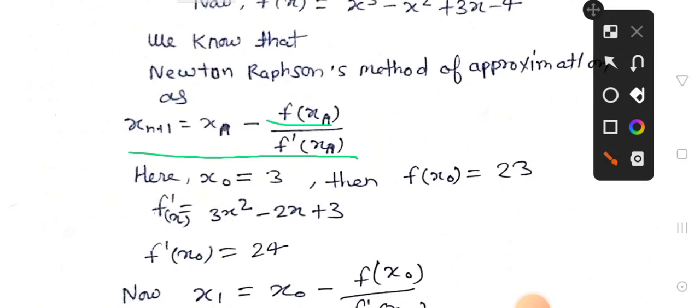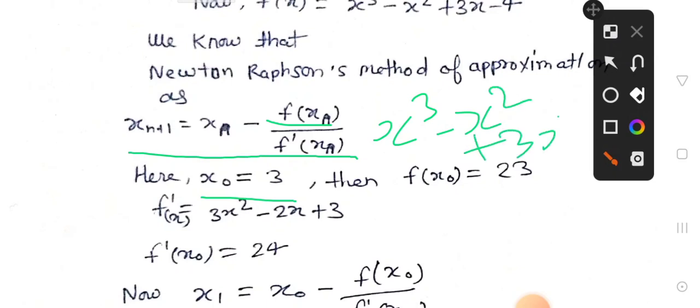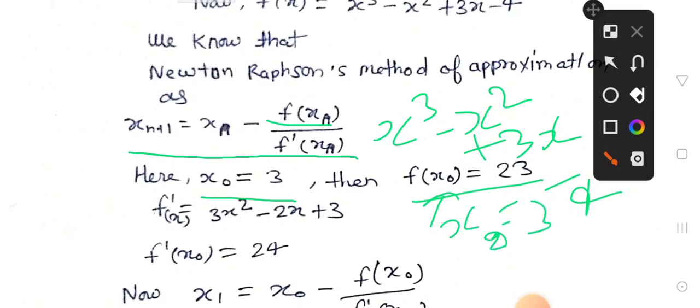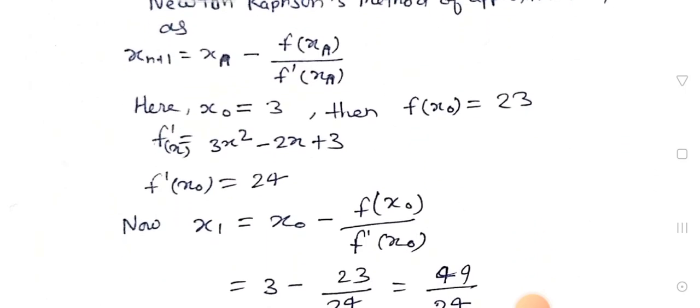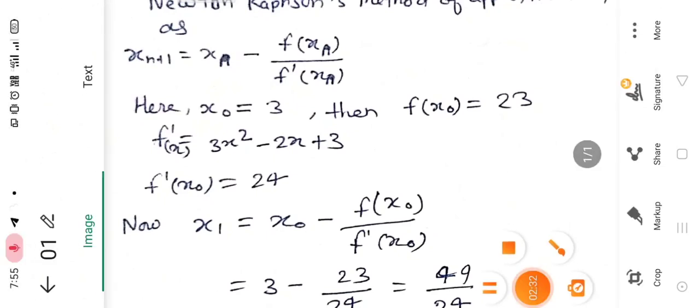Now here it is given that x0, x naught, is equal to 3. Then f(x naught) we calculate by using the equation, putting the value of x naught equal to 3 in the equation x cube minus x square plus 3x minus 4. Then we obtain f(x naught) is equal to 23, where x naught is equal to 3 as given.